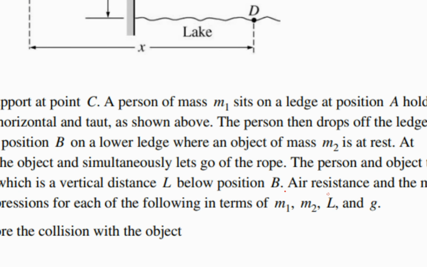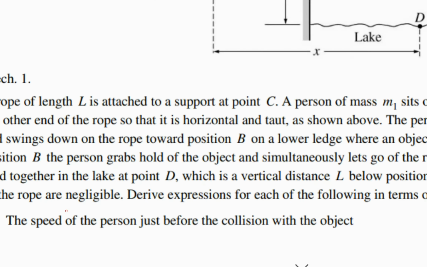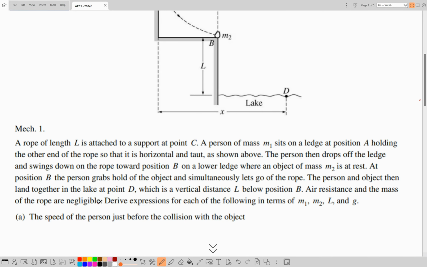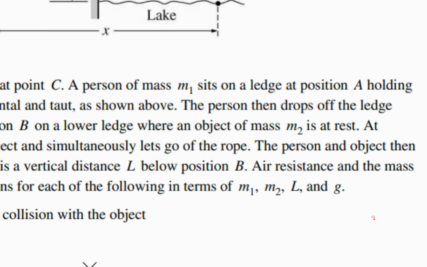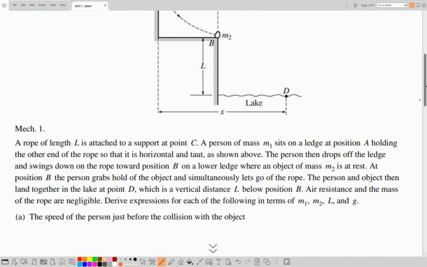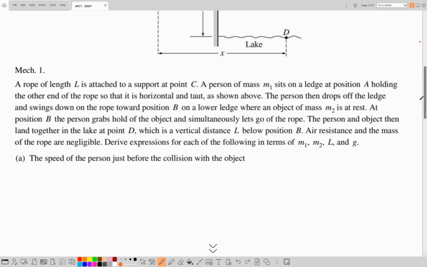The moment resistance, we're talking about frictional forces, is negligible, which means we can use the conservation of energy at any point along the motion. Derive expressions for each of the following in terms of M1, M2, L, and g. This is important: any expression that we obtain should be expressed in terms of these. Now let's start with part A.